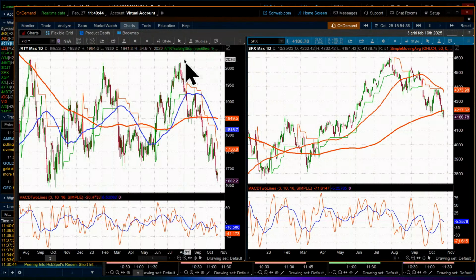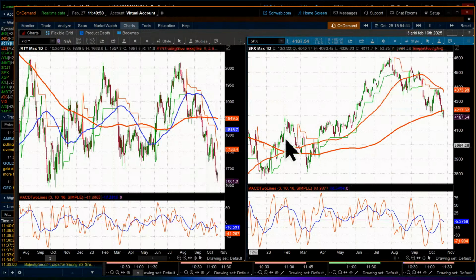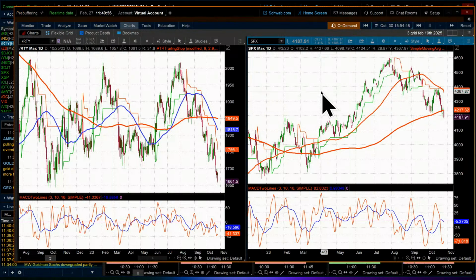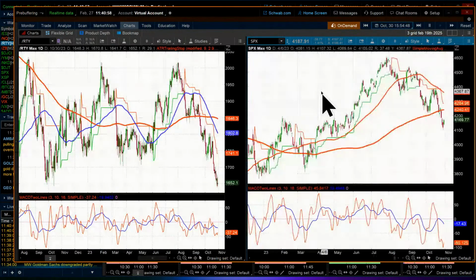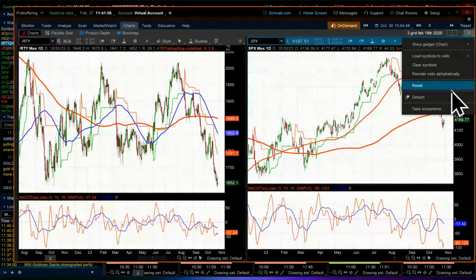But this is what I want to show you. This is October 25th, 2023. The Russell is down. The S&P is here. It finally broke. Now go to October 30th. Yeah, look at that. So this only went down about 300 points, 10%. So let me give you a screenshot of this.